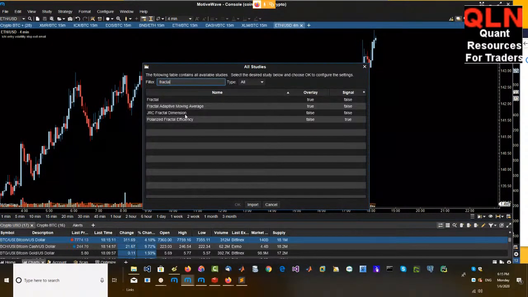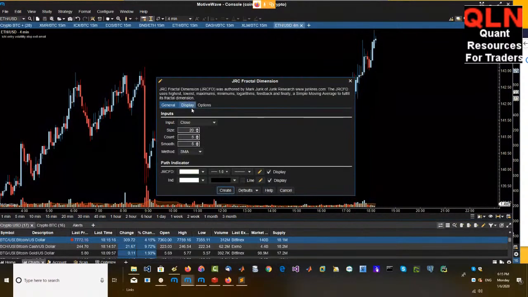So here we are using this JRC fractal dimension. Let's see if this has got anything useful. I'm sure these are useful. I'm just looking at these from like a 30,000 foot quick view. JRC fractal dimension was authored by Mark Jurek of Jurek Research. JFRCD uses highest, lowest, maximum, minimum, logarithm, feedback, and finally, simple moving average to fulfill its fractal dimension.